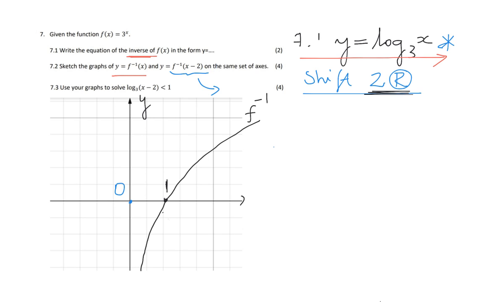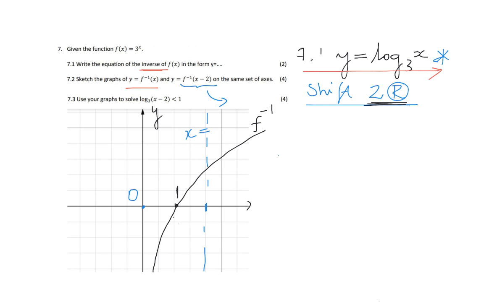So the asymptote was at x equals 0. Now 2 units to the right, my asymptote will now be at x equals 2. Asymptote first. Okay, then the function. So the x-intercept will not be 1, it will now be 3, and I have my increasing function that was shifted 2 units to the right.